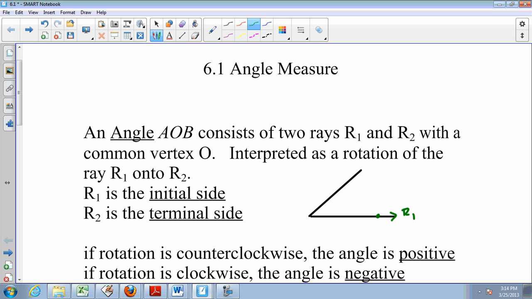This is ray 1, we have point A on it. This is angle O. This is ray 2, it has point B on it. We start at ray 1 and go up to ray 2, so this is the initial side, and this is the terminal side.